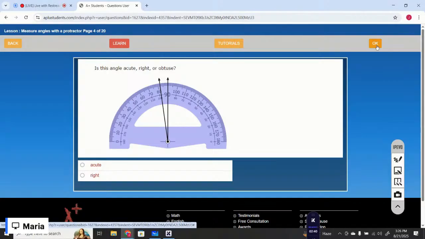Is this angle acute, right, or obtuse? That is acute angle. Option number 1 is the correct option.